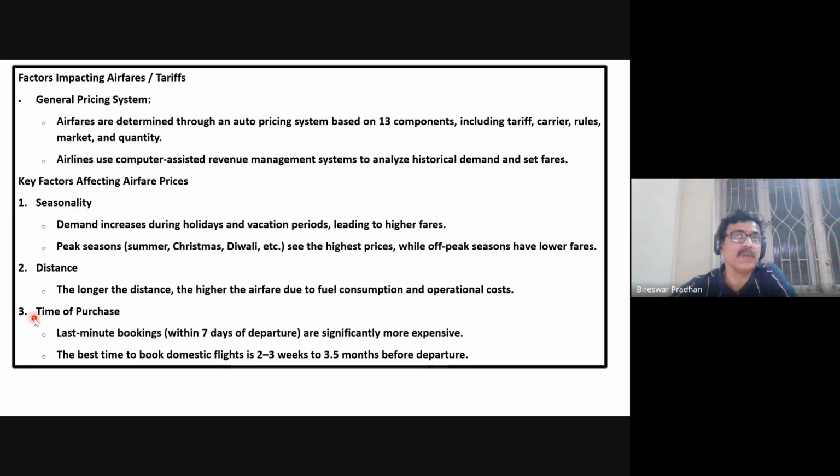And it also depends on the distance. The longer the distance, the higher the airfare, due to fuel consumption and operation cost. So a longer distance has more fare for this reason.